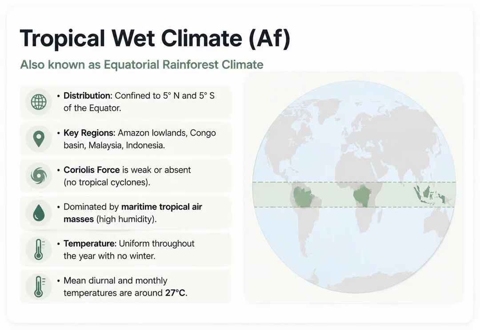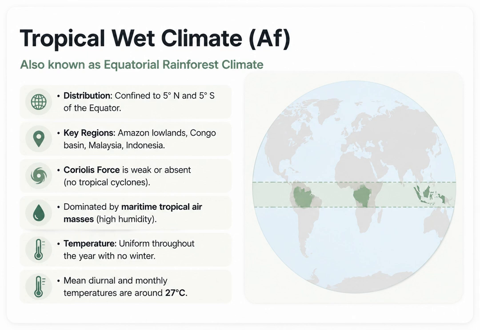Let's start with the Af category, the tropical wet climate, commonly known as the equatorial rainforest climate. The f here stands for no dry season. This climate is tightly confined to a narrow band just 5 degrees north and south of the equator. Think of the lush lowlands of the Amazon, the Congo Basin, and the islands of Malaysia and Indonesia.